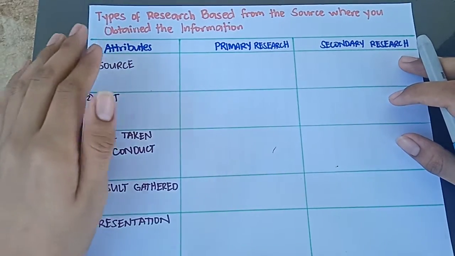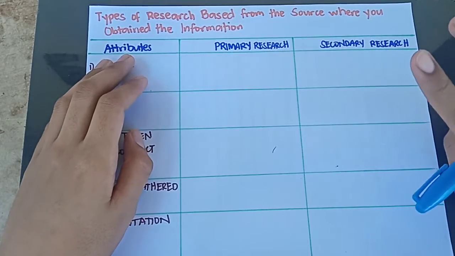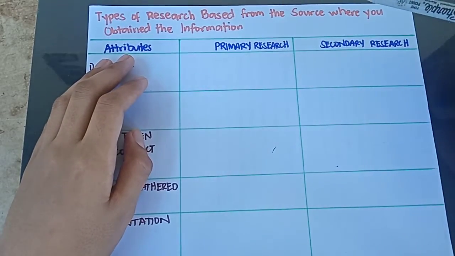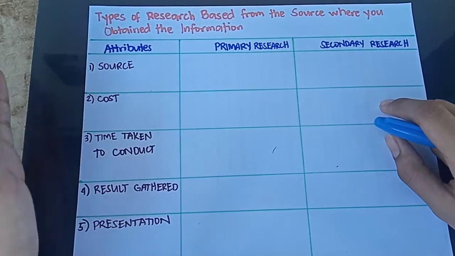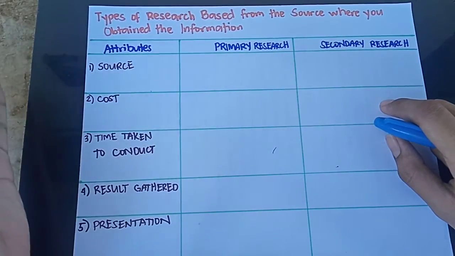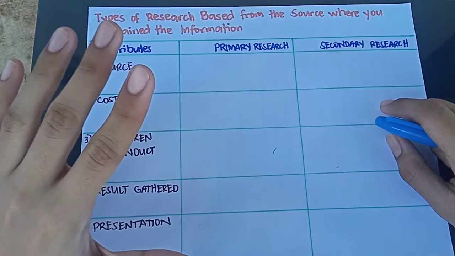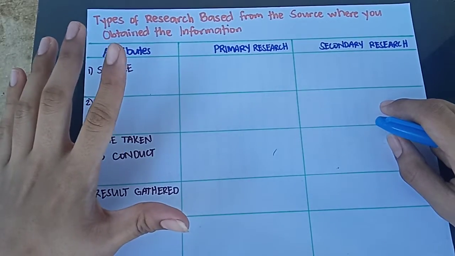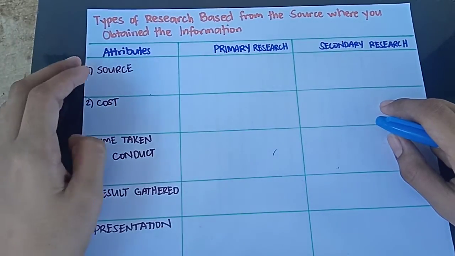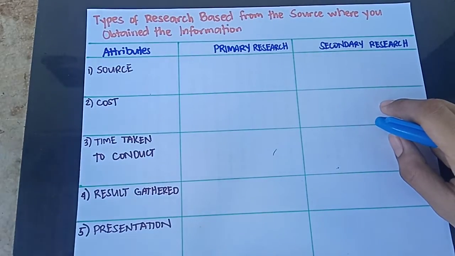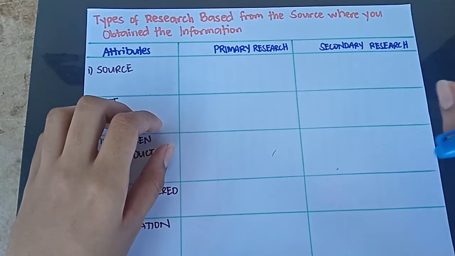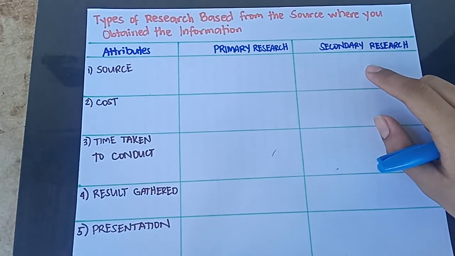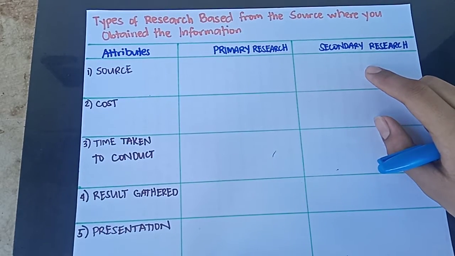Now, in conducting research, there are actually two more types of research, and that is based on the source where you obtain the information. So when we say the source where you obtain the information, where did you find your data? Or where can you gather data? Okay? So, there are two. What are those two? We have primary and secondary research.